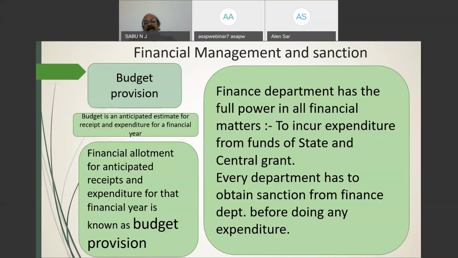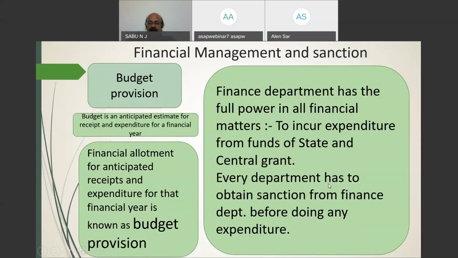The finance department has the full power. So the particular sanction must be obtained from the competent authority. Normally that is by legislation, and that will be discussed in the next slide. Every department has to obtain sanction from the finance department before doing any expenditure. That is the essence of it.